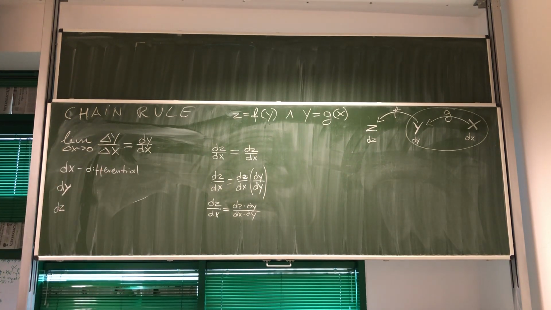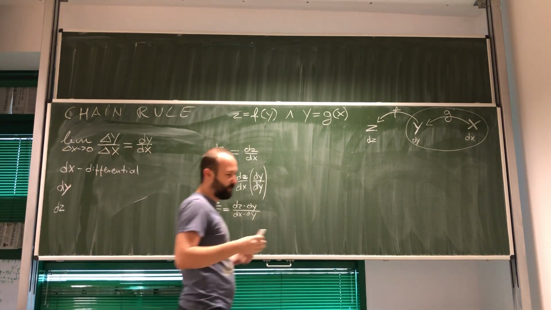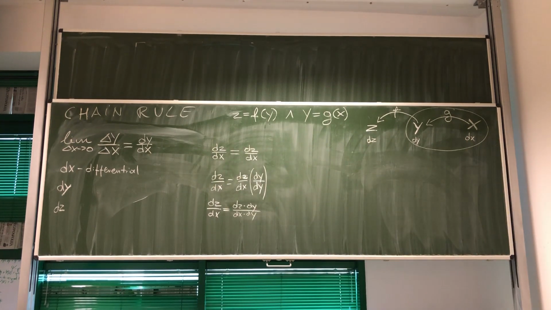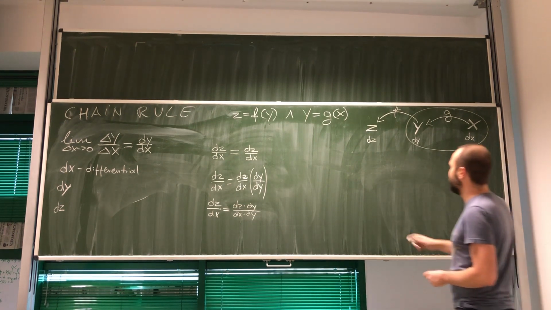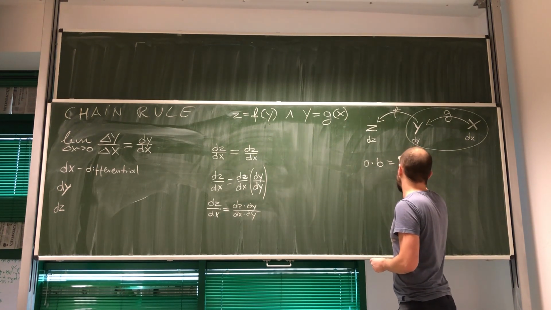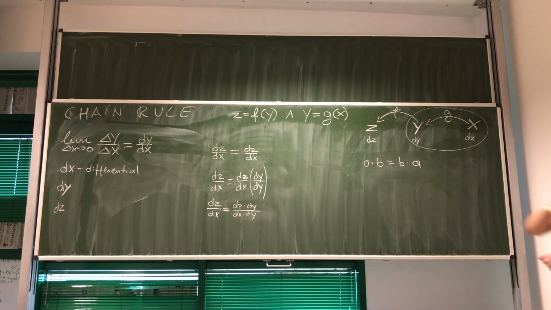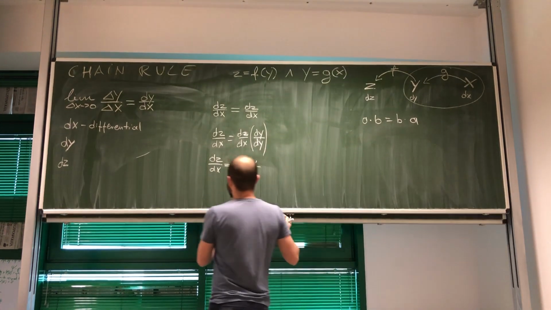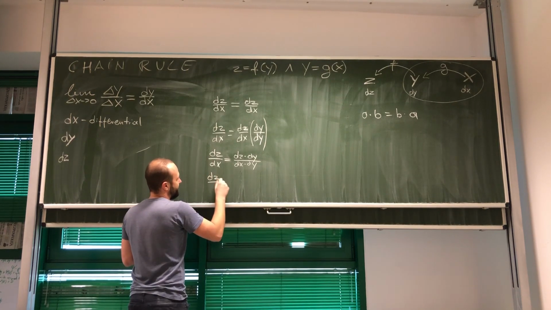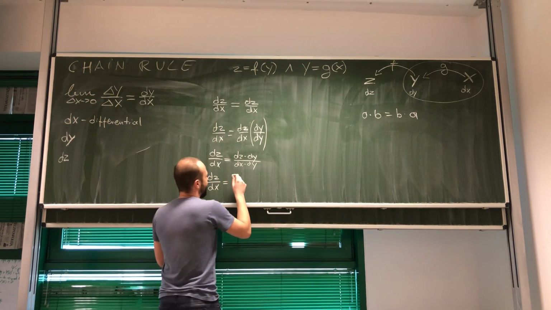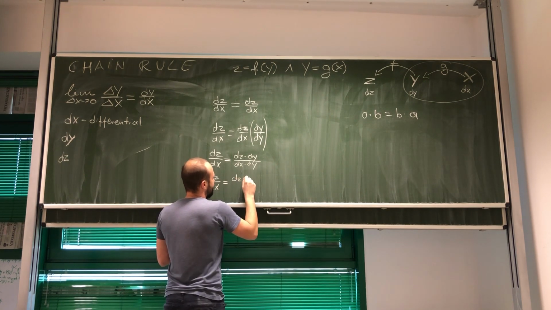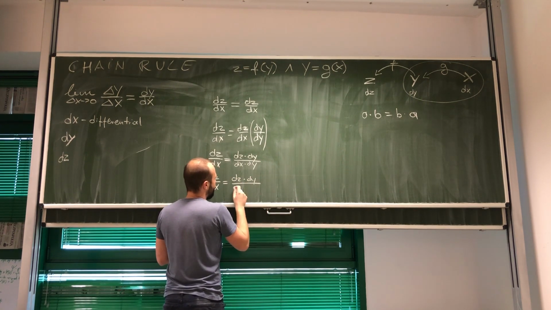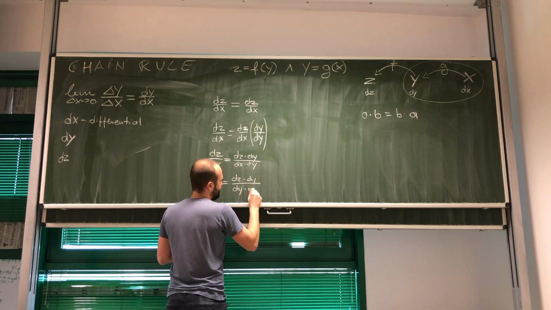Now, we know that unlike in the case of matrix algebra, in regular algebra, it doesn't really matter in which order we multiply. A times b is the same as b times a. So why not use this trick over here? Now we can write that dz/dx is the same as dz times dy divided by dy times dx.